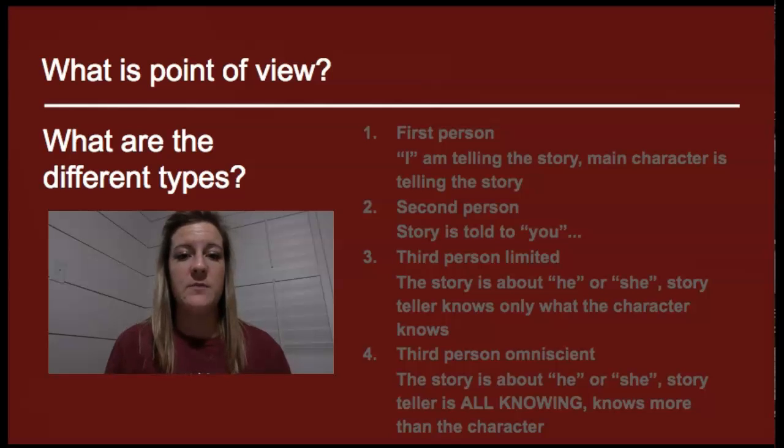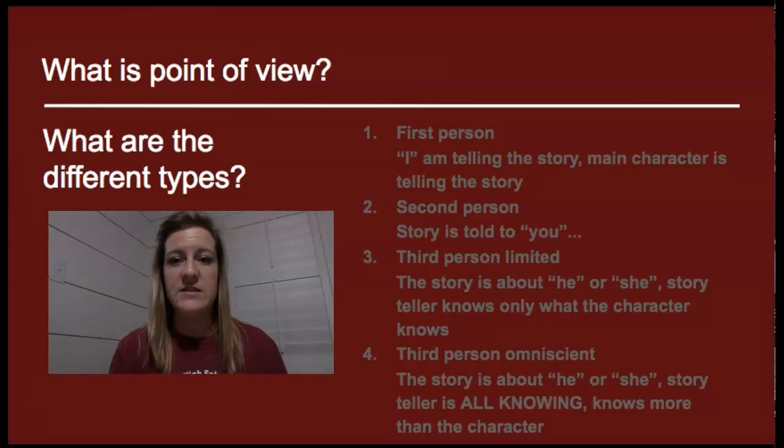Then there's third person omniscient. Okay, and third person omniscient, it's still about he or she, but the storyteller knows everything there is to know about the whole story. Knows all the ins and outs, all the secrets and things like that.